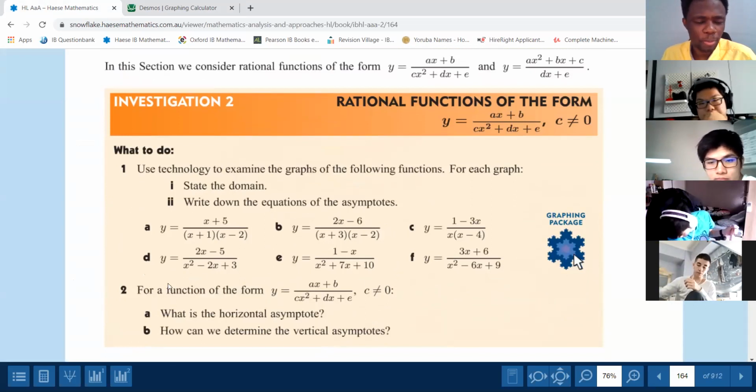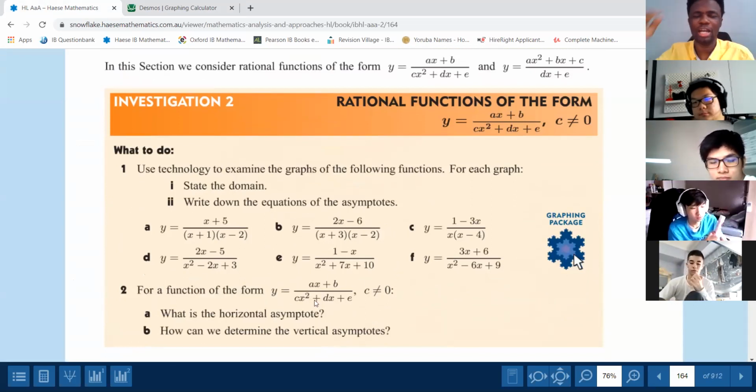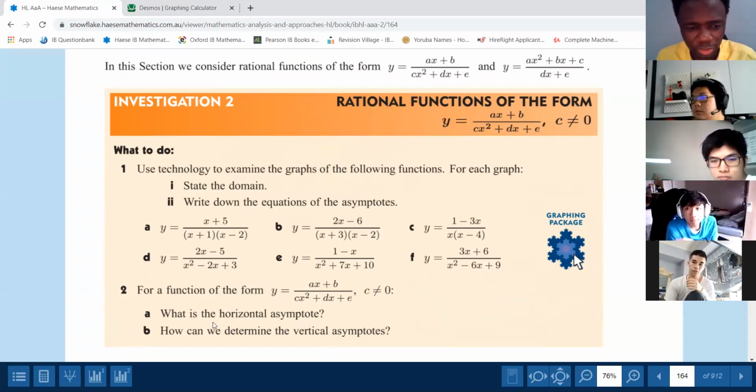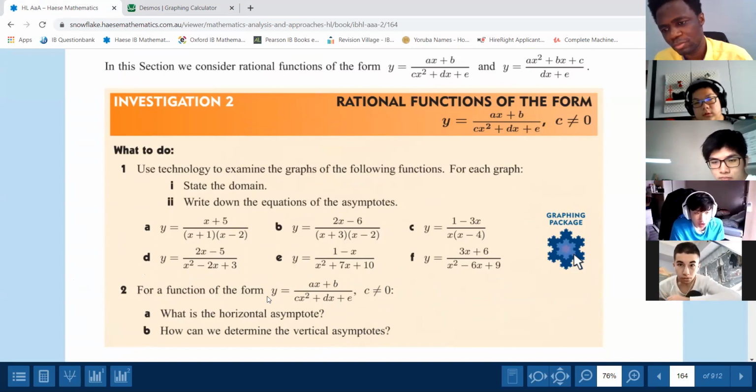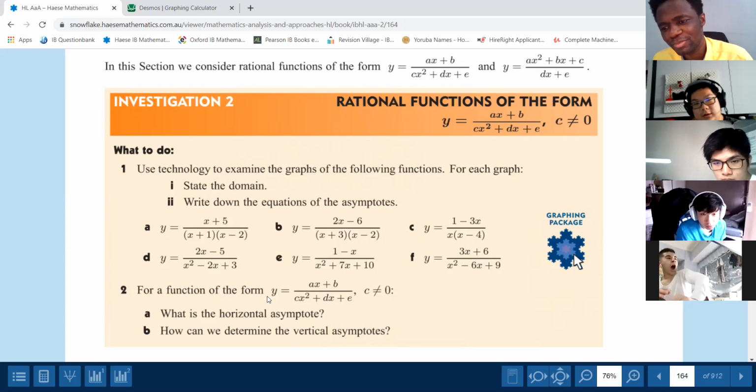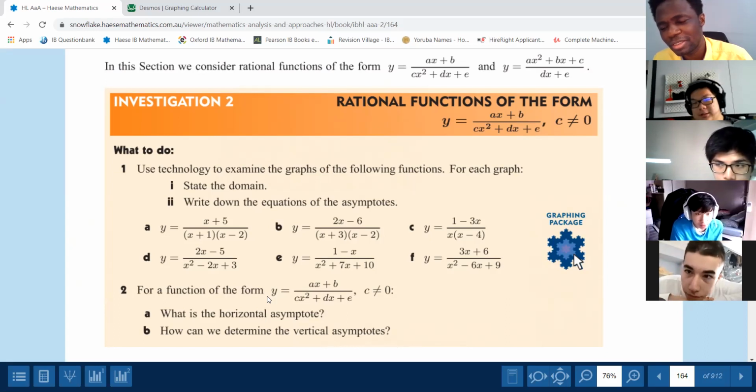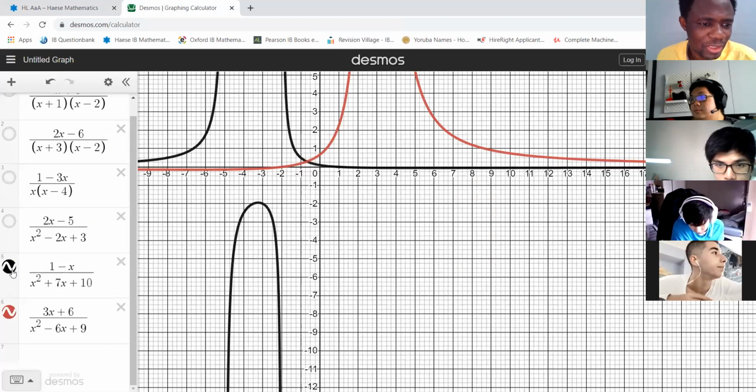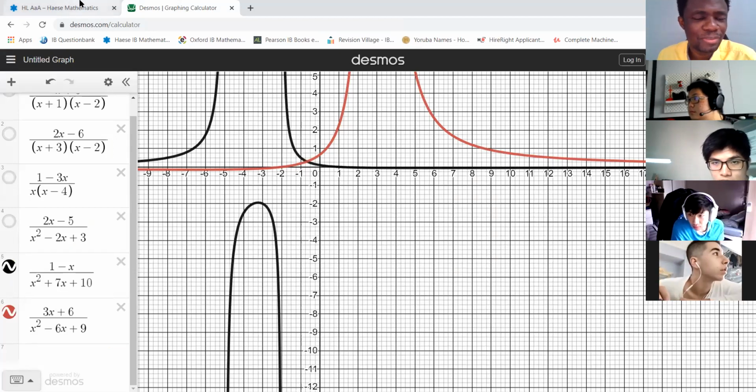Yes. So number 2, for the function that looks like this, where you have linear divided by quadratic, that's why your c cannot be 0. What is the horizontal asymptote? Anyone? The zeros of the quadratic at the bottom. That's the vertical, sorry. The horizontal asymptote. Come on, look at everything we've been talking about. y equals 0.